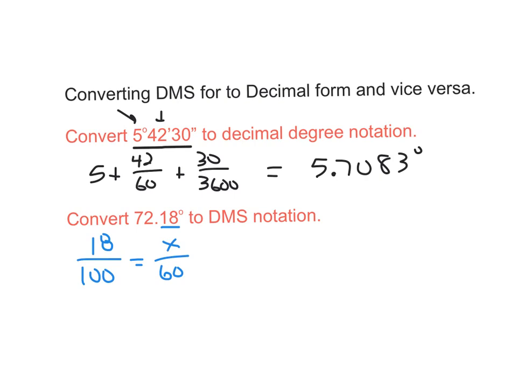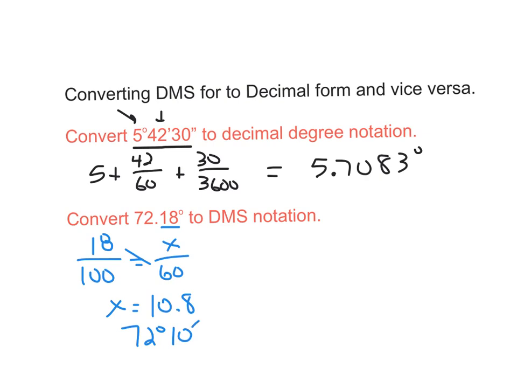So I'm just setting a proportion. When you work the proportion, I'm going to multiply the 18 times 60 and then divide that answer by the 100, the number that's left. Now we get 10.8. Now the 10 represents the minutes. So right now I have 72 degrees, 10 minutes.